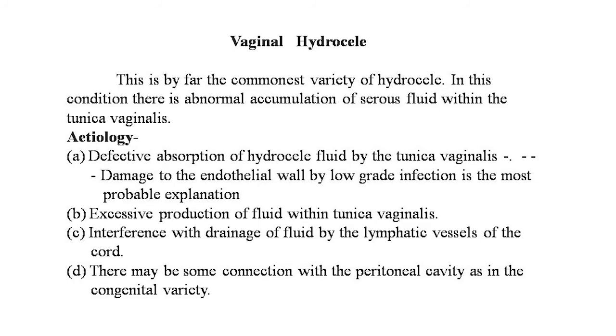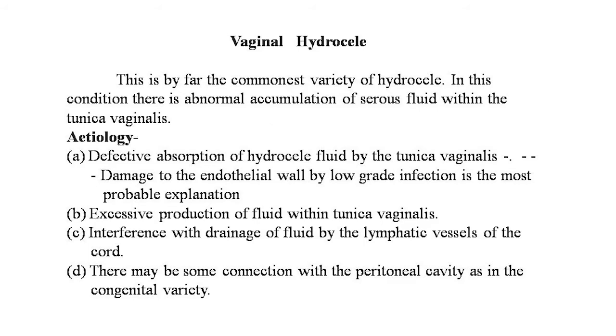This is by far the commonest variety of the hydrocele. In this condition, there is an abnormal accumulation of serous fluid within the tunica vaginalis. Now, the etiology: though there is no associated disease of the testes or the epididymis, yet there must be some reason why abnormal accumulation of the serous fluid takes place in some individuals. The possible reasons are defective absorption of hydrocele fluid by the tunica vaginalis. This is said to be the most common cause, though the reason is still obscure. Damage to the endothelial wall by low-grade infection is the most probable explanation.